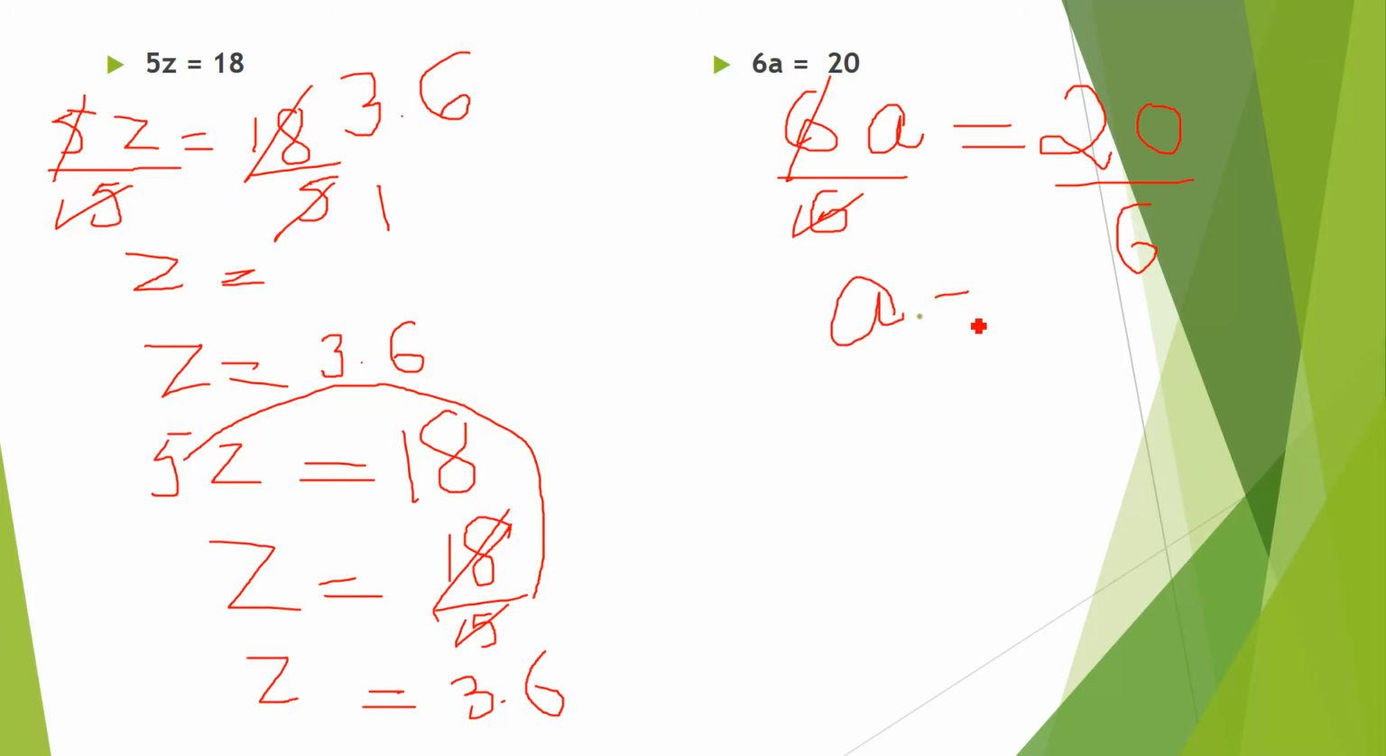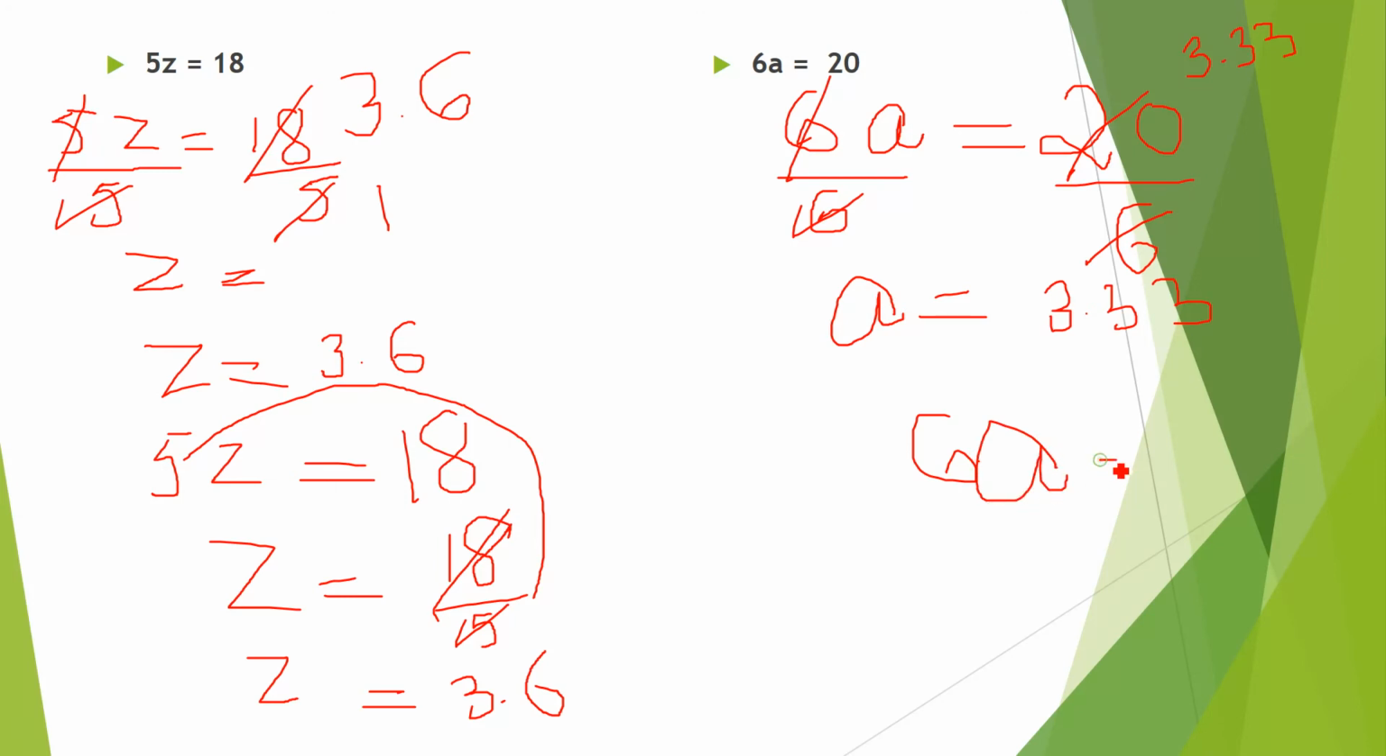a is equal to 6 one time, 6 3 times 18, right? And then 2 is remaining, 0.3333. So the value of a is 3.33. We can solve the same question with another way.